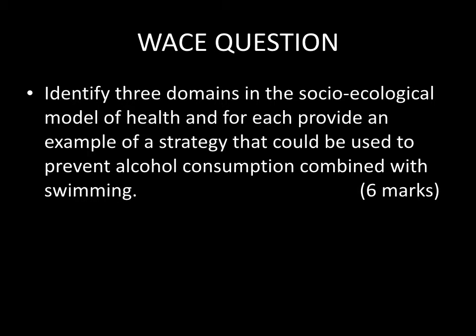All it's asking for you is to identify and discuss the risks or the factors which are created at each of the levels. Now in this case you only have to nominate 3. Now for each, provide an example of a strategy that could be used to prevent alcohol consumption combined with swimming. So in this case you need to talk about a prevention strategy that you could put into place within 3 of the socio-ecological model of health levels.